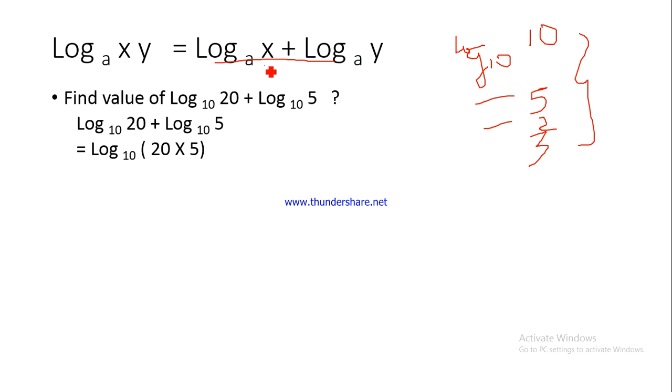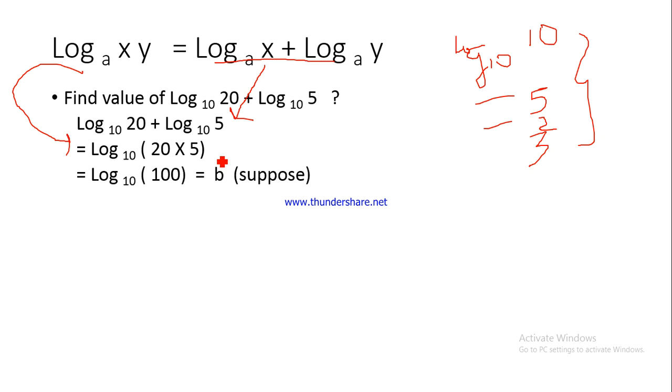So this is same as this. I have written the equivalent form by multiplying x and y. So I've got log 10 base 20 into 5, or log 10 base 100. This is fine. Now up till now we have found out the expression, but we don't know the value of log 10 base 100 because we have to calculate it, then only we'll get our answer.